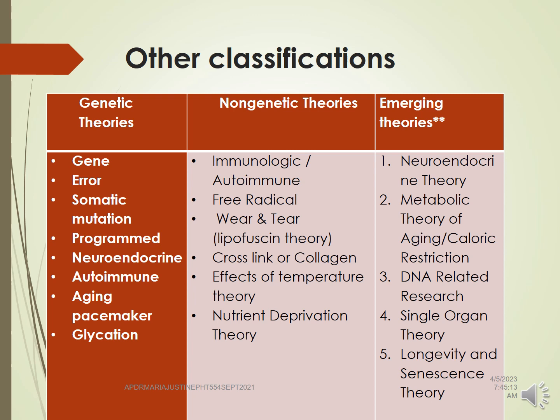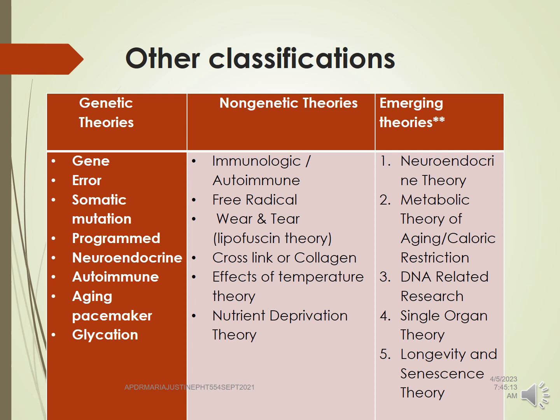Okay, genetic theories are also very interesting to read. Error, somatic mutation, program, neuroendocrine, autoimmune, aging, pacemaker, glycation. Okay, non-genetic theories such as immunologic or autoimmune. The free radical theory is also classified under non-genetic theories. The wear and tear, cross-link or collagen linkages, effects of temperature theory, nutrient deprivation theory.